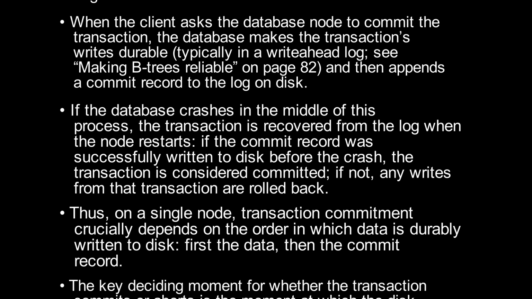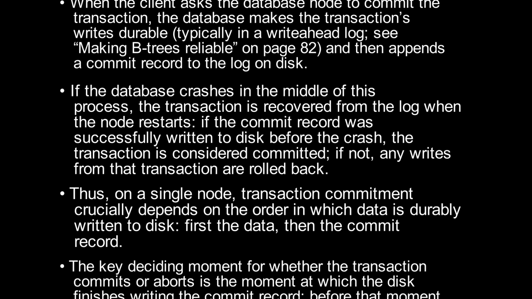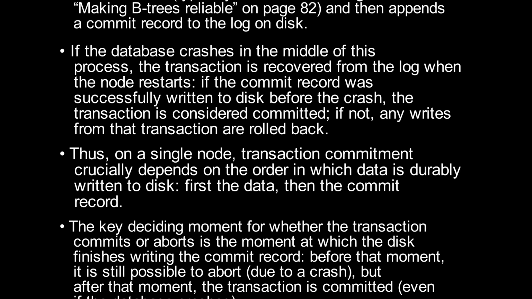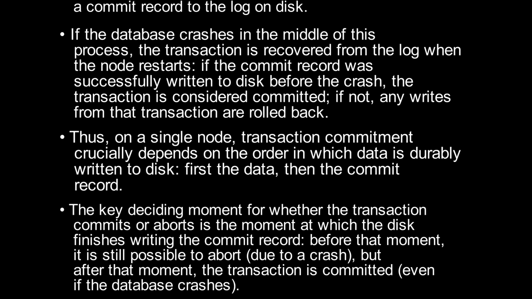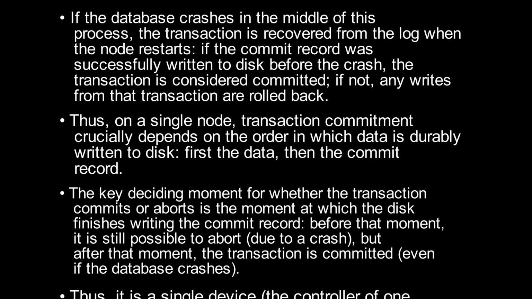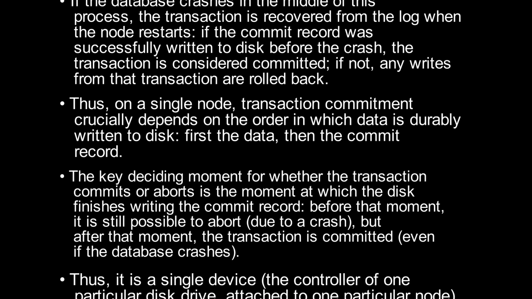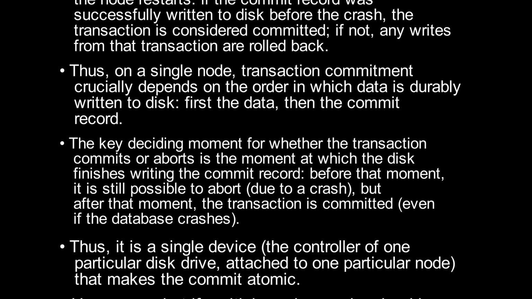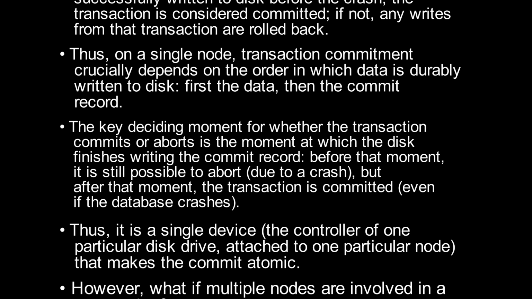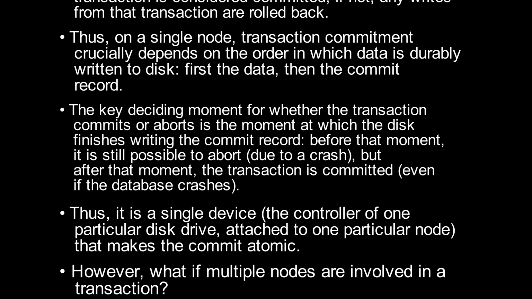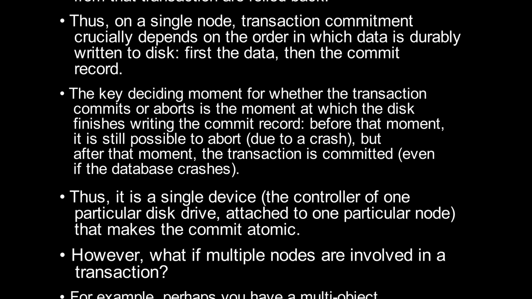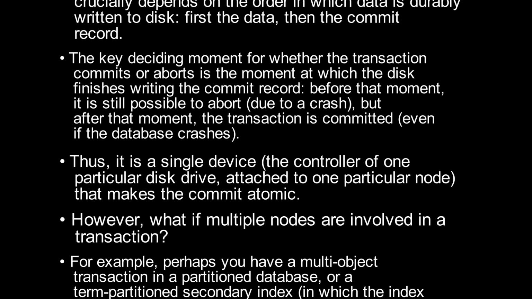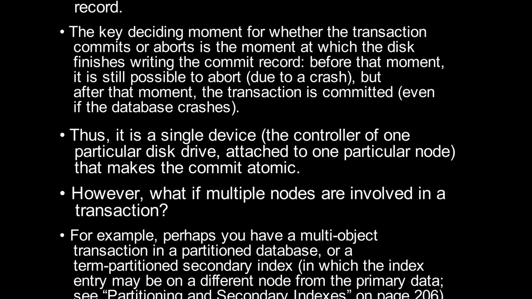Thus, on a single node, transaction commitment crucially depends on the order in which data is durably written to disk. First the data, then the commit record. The key deciding moment for whether the transaction commits or aborts is the moment at which the disk finishes writing the commit record. Before that moment, it is still possible to abort due to a crash, but after that moment, the transaction is committed even if the database crashes. Thus, it is a single device, the controller of one particular disk drive, attached to one particular node, that makes the commit atomic. However, what if multiple nodes are involved in a transaction?